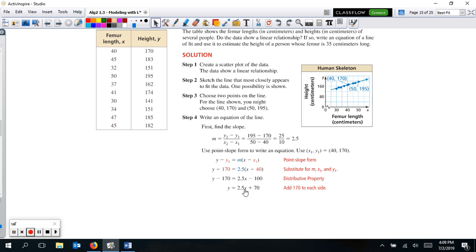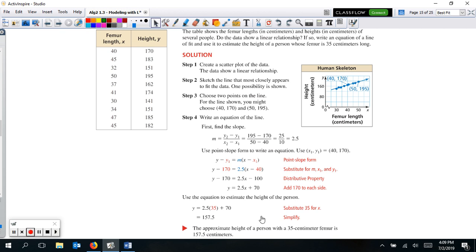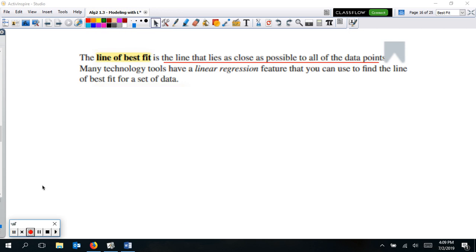So you could plug in 35 for x right here and do that little estimation. That's all they're going to do there. Plug that into your line of fit, and you can estimate that it would be 157.5 centimeters, the approximate height of the person.